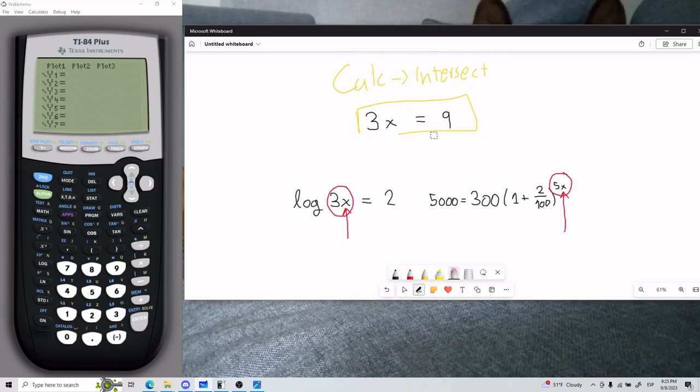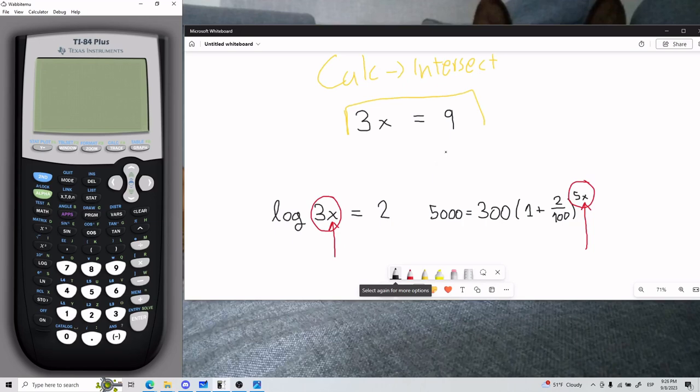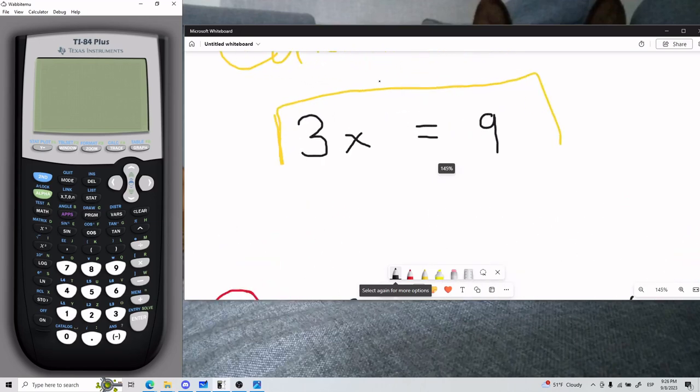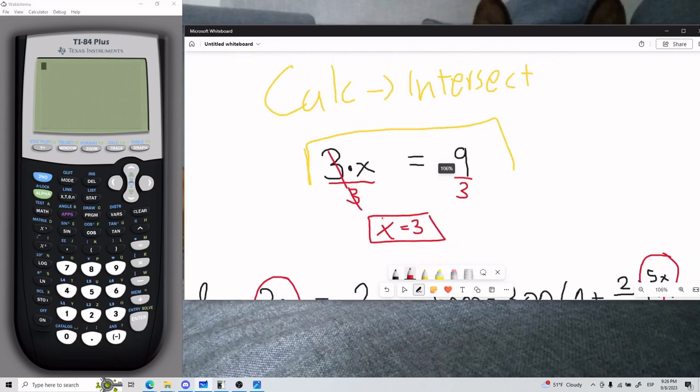So for 3x equals 9, let's first solve it by hand, and then I will show you the trick of calc intersect. Again, this only works if you have a graphing calculator in your hand. So 3x equals 9. How do you get x alone? Well, x is being multiplied by 3, so you divide by 3 because it's the opposite. This goes away with this. You've got to do it to both sides. x equals 3.